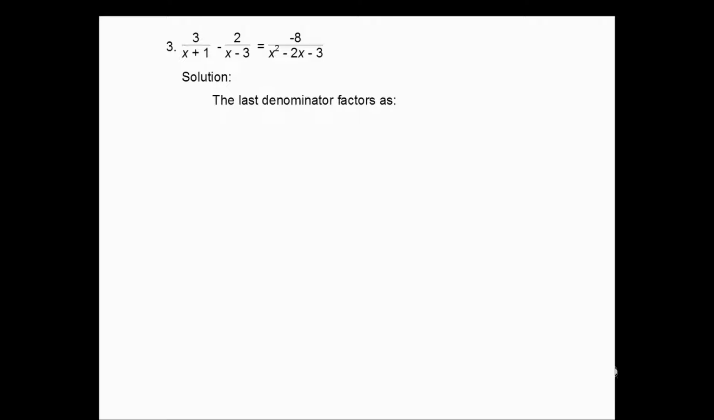Number 3, I have 3 over x plus 1 minus 2 over x minus 3 is equal to negative 8 over x squared minus 2x minus 3. Again, the last denominator factors as the first two. Factors as x plus 1 times x minus 3. So that is my LCD.